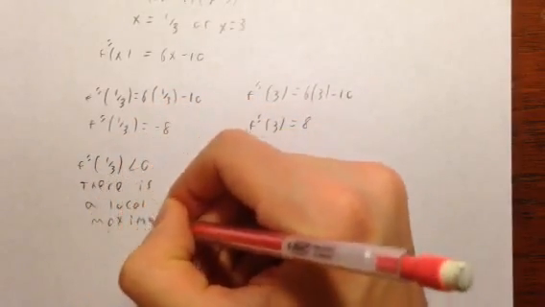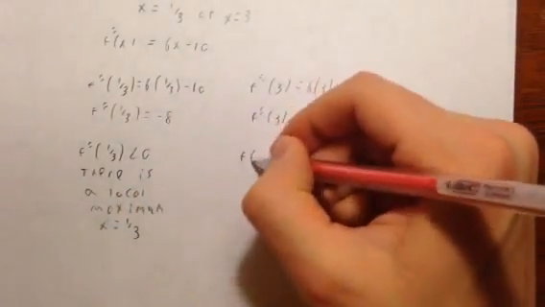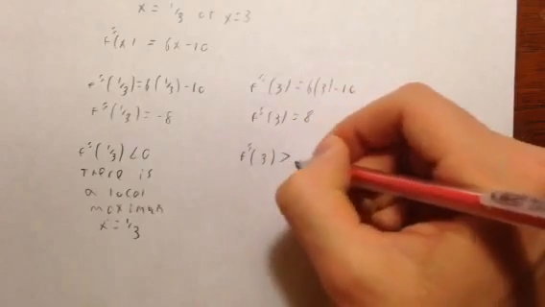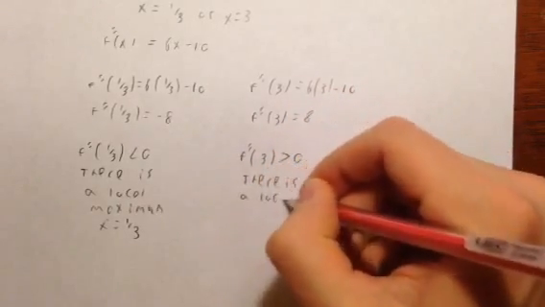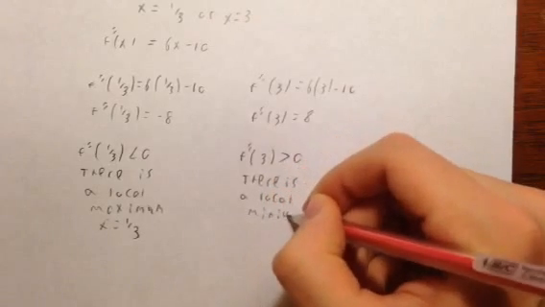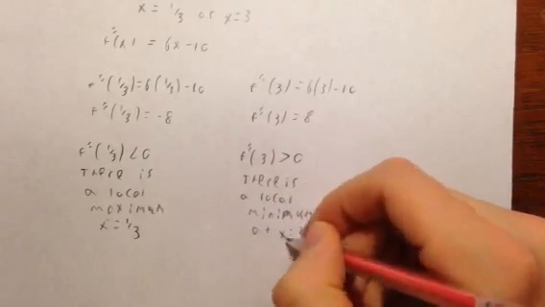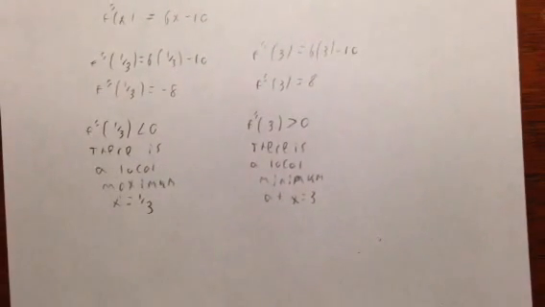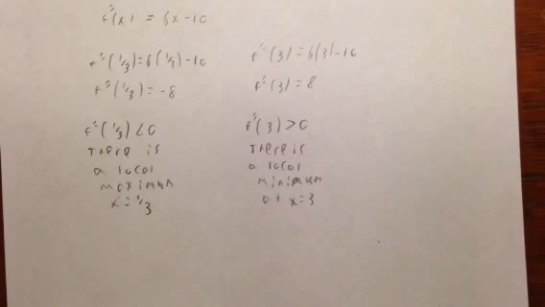So since f double prime of 1/3 is less than 0, there is a local maximum at x equals 1/3. And since f double prime of 3 is greater than 0, we can say that there is a local minimum at x equals 3. So we found that the minimum is going to be at x equals 3, and the relative maximum is going to be at x equals 1/3.